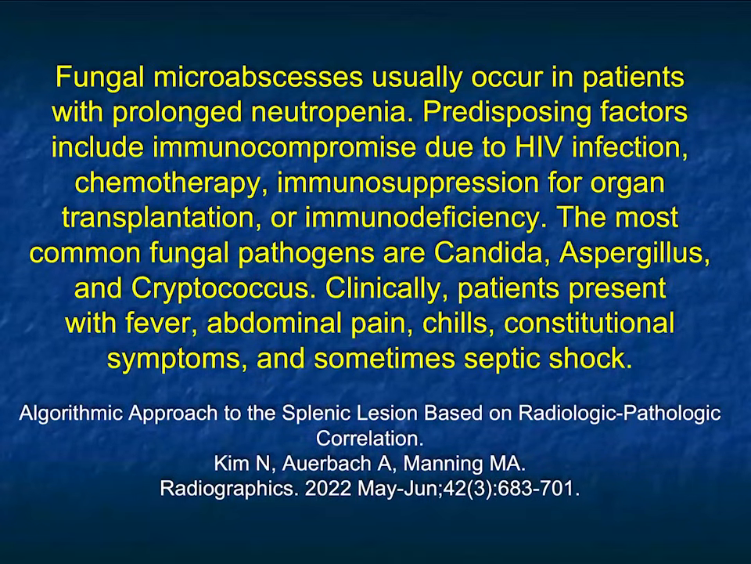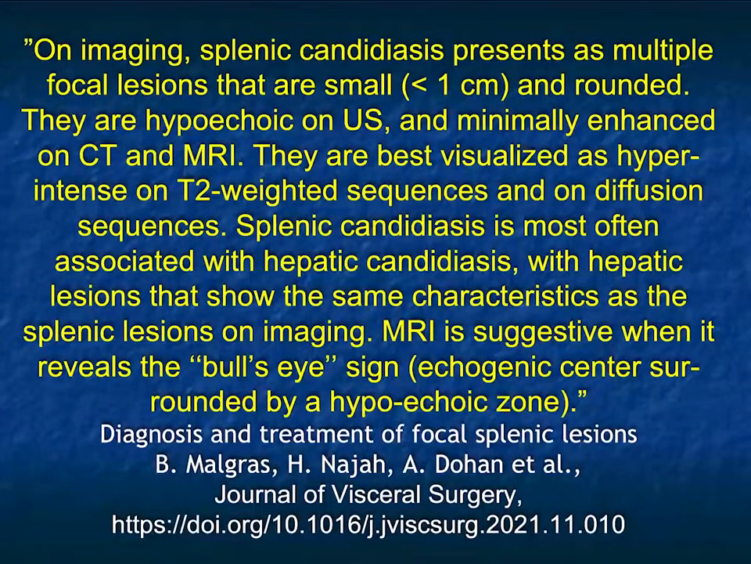Fungal microabscesses usually occur in patients with prolonged neutropenia. Predisposing factors include immunocompromise due to HIV, chemotherapy, immunosuppression, and immunodeficiency. Again, not just aspergillosis, candidiasis, and even crypto are things you need to think about. I do like candidiasis because that's the most common one.